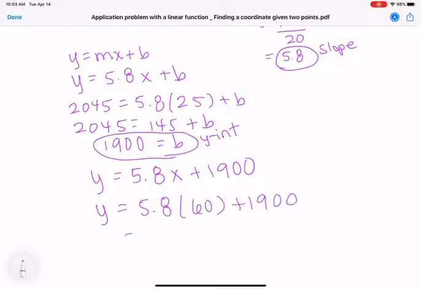And when I do 5.8 times 60, I get 348. Plus that 1900, I end up with 2248. So 2,248 pounds is what the airplane weighs with 60 gallons of fuel.